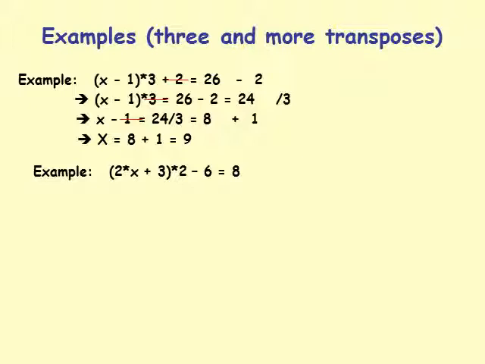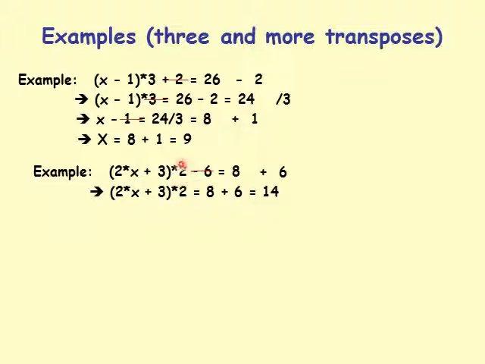Let's do another example here. 2x plus 3, times 2, minus 6 is 8. So the last thing we did was subtract 6. Now we move that subtracted term to the right, and it becomes an added term, plus 6. On the right we have 8 plus 6, which is 14.